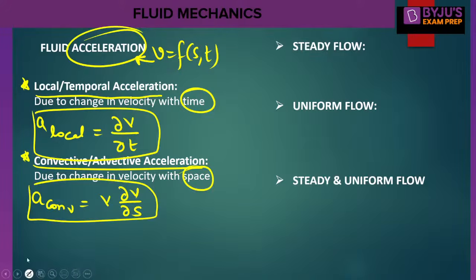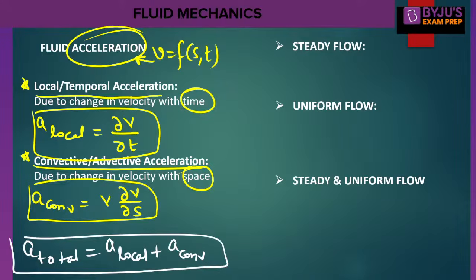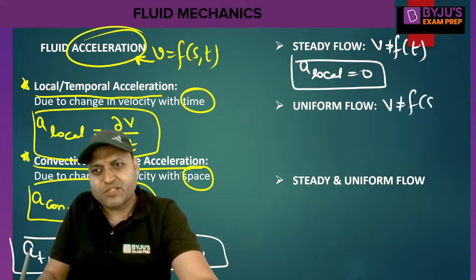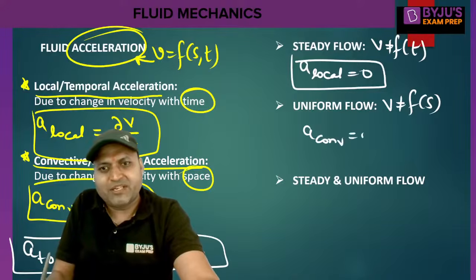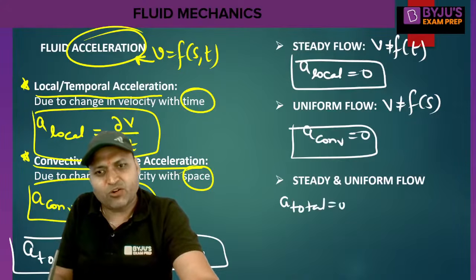And the total acceleration will be equal to the algebraic sum of local and convective. That is the total acceleration, sum of local and convective acceleration. When the flow is steady, steady flow means v is not a function of time, so local acceleration will be 0. For uniform flow, velocity is not a function of space, so convective acceleration will be 0. For steady and uniform flow, the total acceleration will be 0.